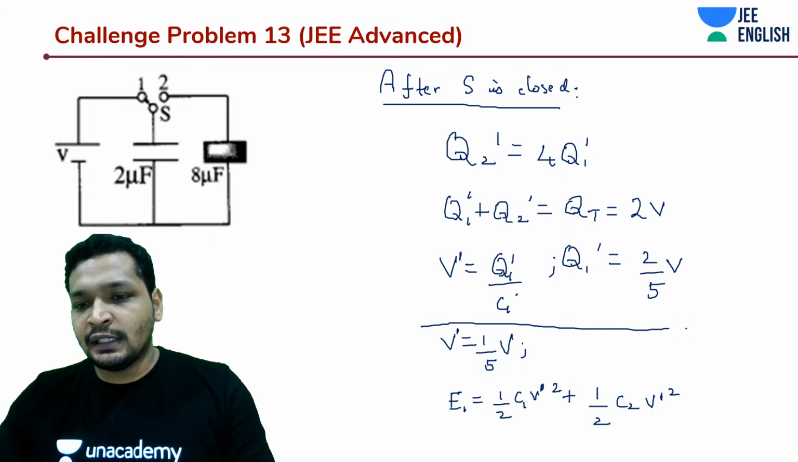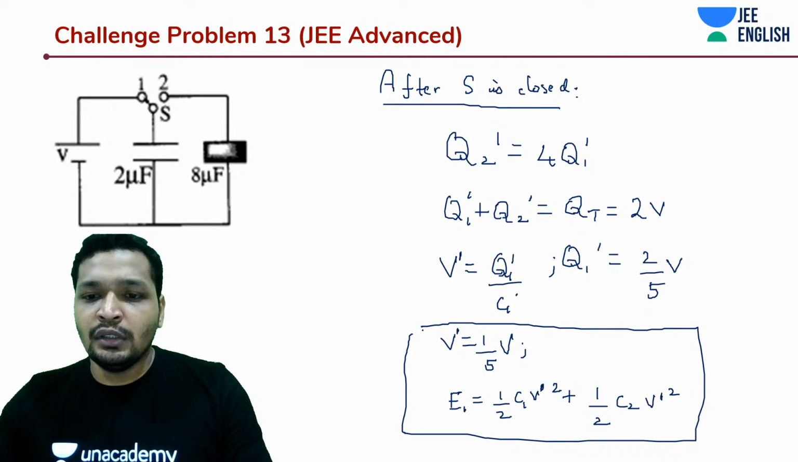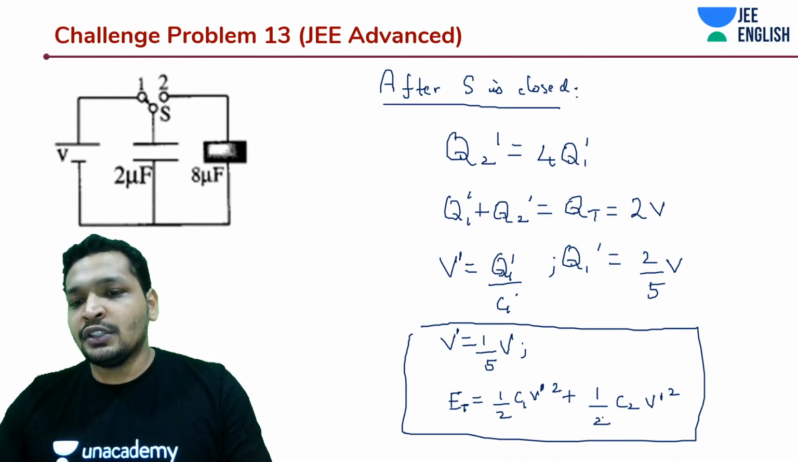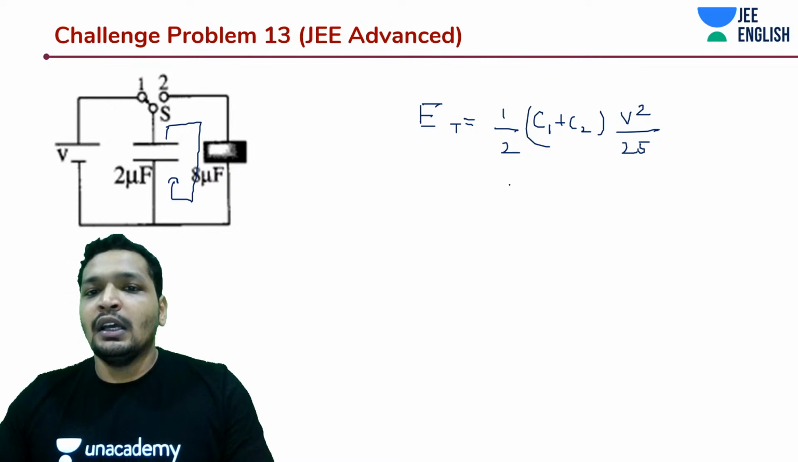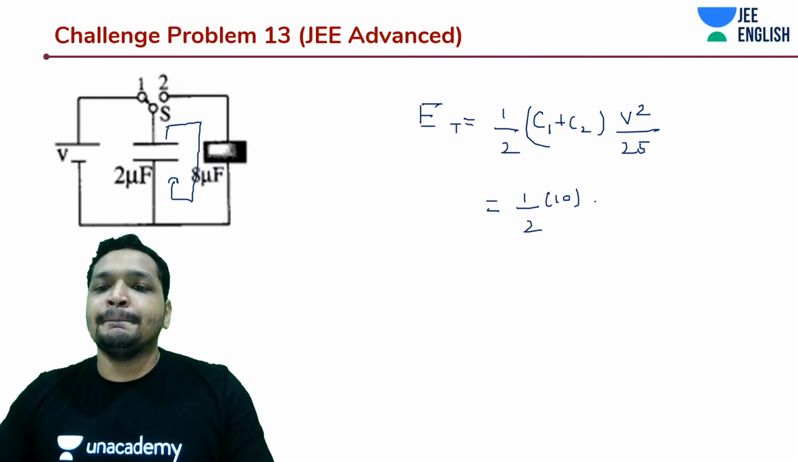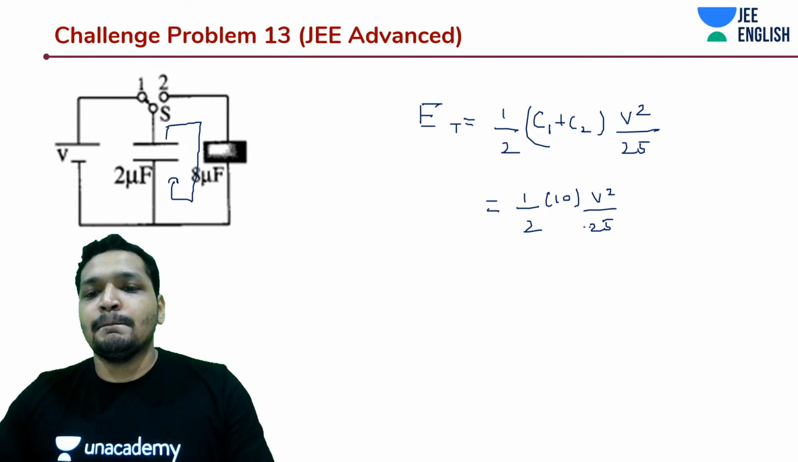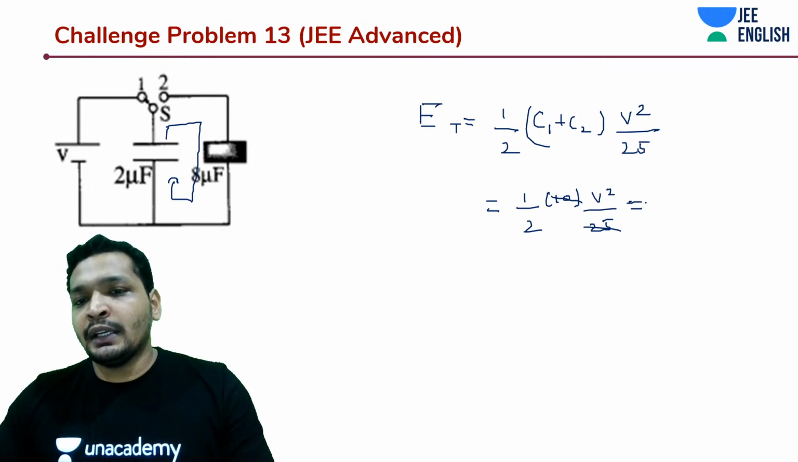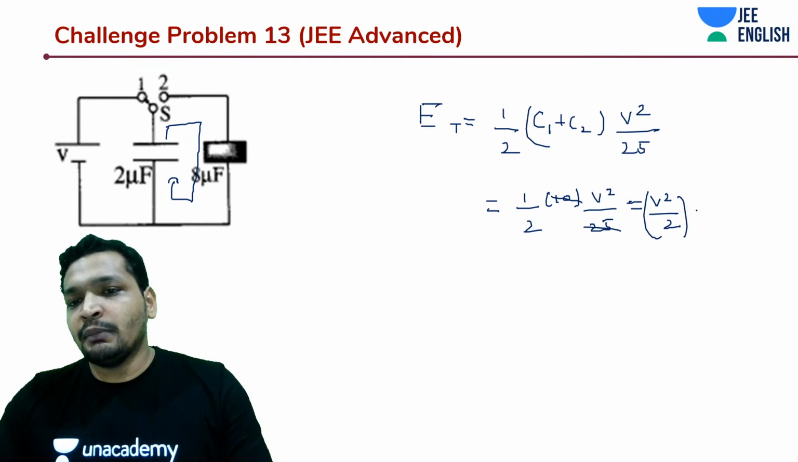From these two equations I'm directly writing it down, and this is E total, half C1 V dash square plus half C2 V dash square, and this is going to give me 1 by 2, and this is going to be 10, so 2 by 5, I guess. Okay, so I'm just writing down V square by 2 for a reason. This is something like 2 by 5.